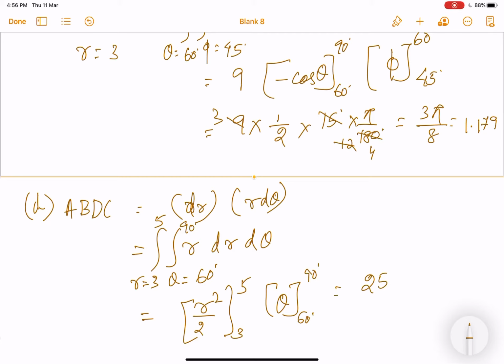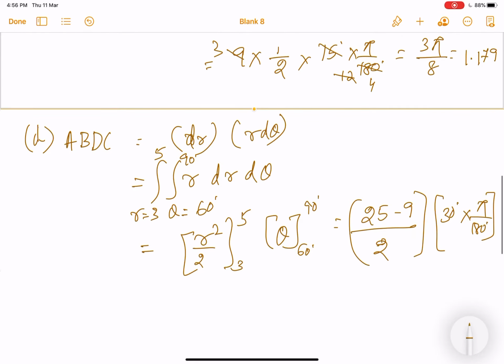So this is 25 minus 9 by 2, and this one is 30 degrees into pi by 180 to convert it into radians. This is 16 by 2, so this is 8 basically. This is pi by 6. So 2 4s are 8, 2 3s are 6, so I got basically 4 pi by 3. Put it in your calculators and you'll get the value as 4.189.